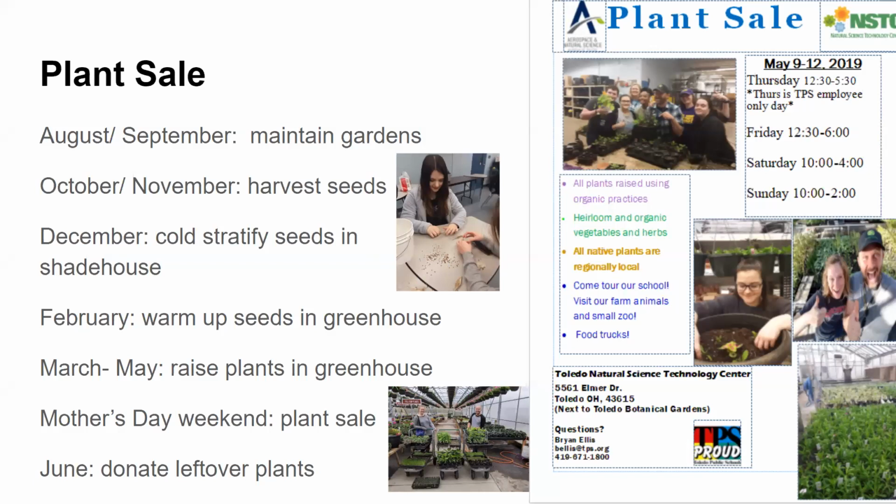And then in December, we actually cold stratify those seeds by putting them in our school's shade house. And so we trick the seeds into thinking that they're going into winter. And then very early, we bring them into the greenhouse in February to warm them up and trick them into thinking it's springtime, so that by the time May comes around, we can have a decent sized plant to sell.